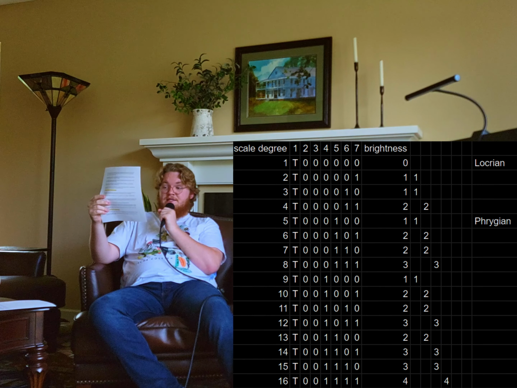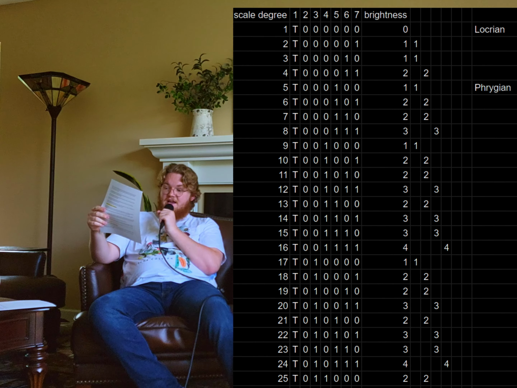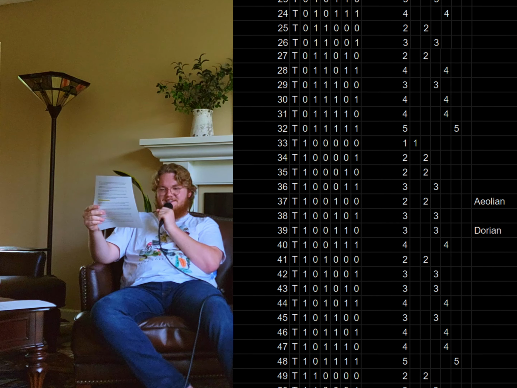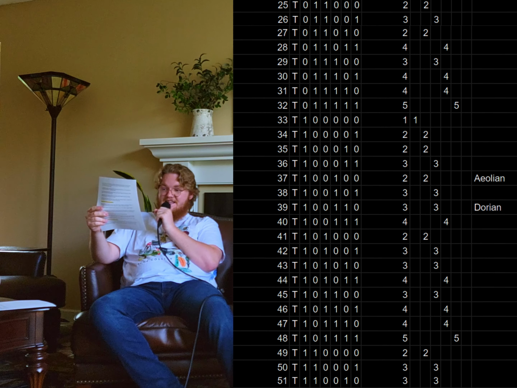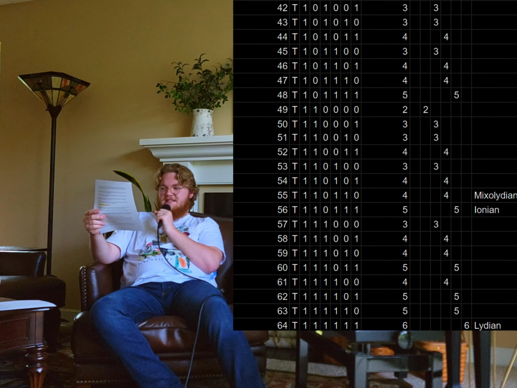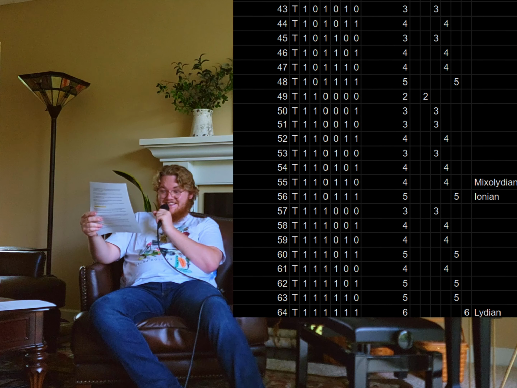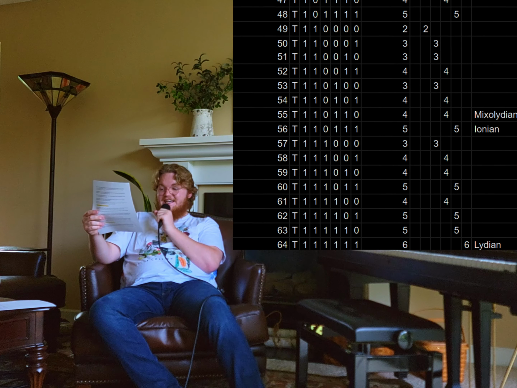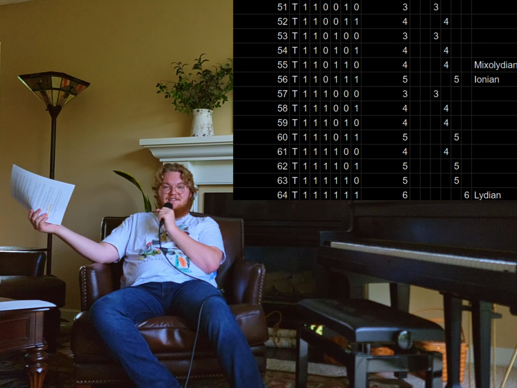Another thing that's interesting to me about this way of organizing the scales in relation to the brightness spectrum of modes is how seemingly erratic the placement of the rest of the modes is. Once again, Locrian is at position 1, then Phrygian is at 5, then we have a massive gap until Aeolian at 37, then 2 spots over is Dorian at 39, then another big gap to Mixolydian at 55, then right next to that is Ionian at 56. And then, of course, Lydian is up at 64.